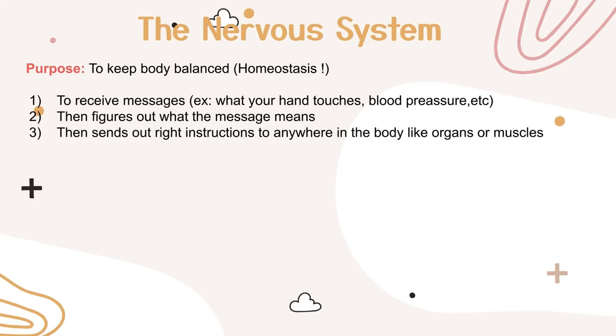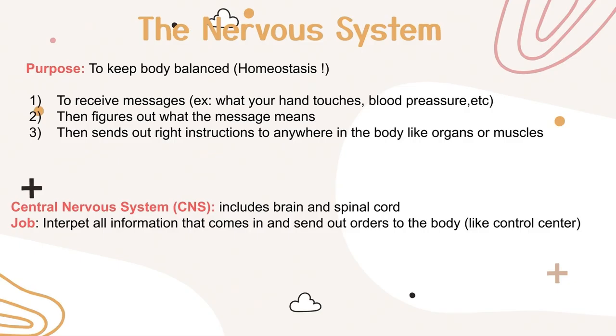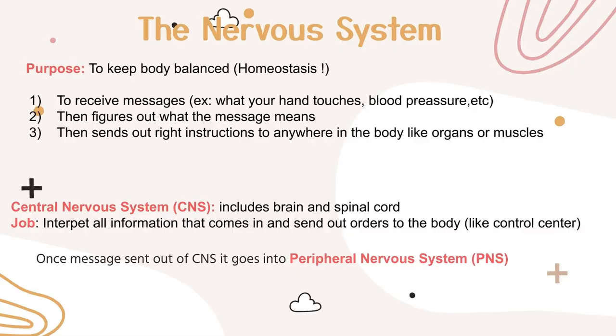So, the central nervous system includes the brain and the spinal cord. Its job is to interpret all the information that comes in and send it out to order the body what to do. It's like the control center. Once messages are sent out of the CNS, they go to the peripheral nervous system.